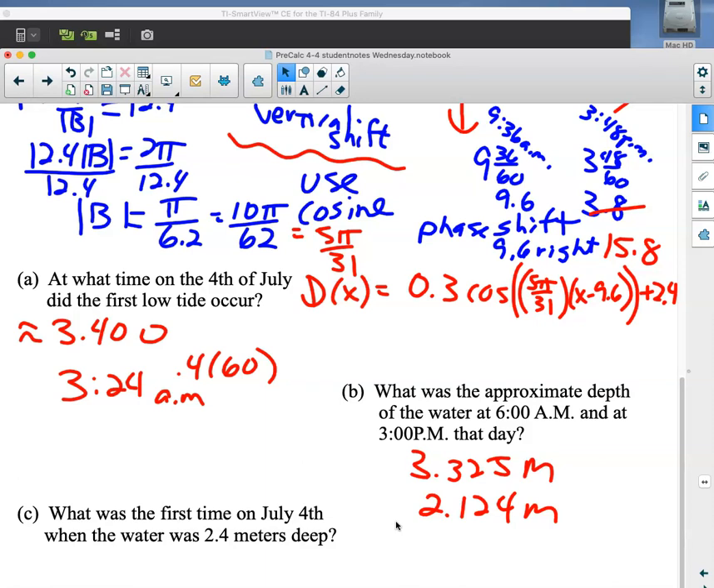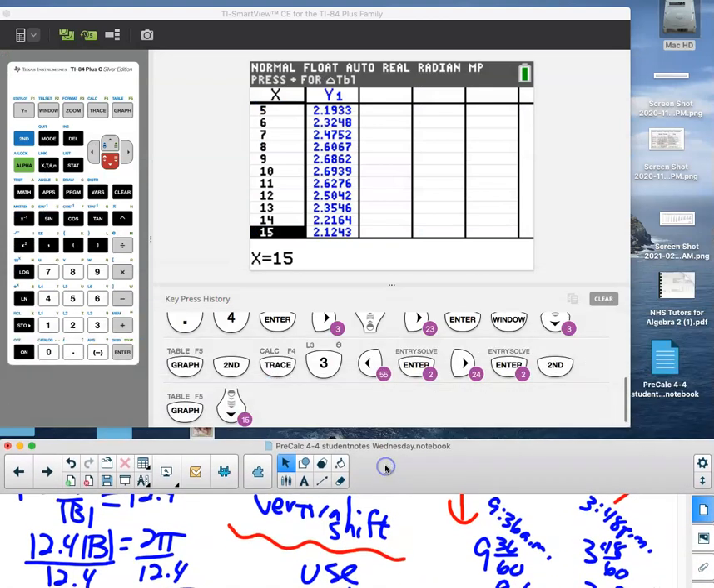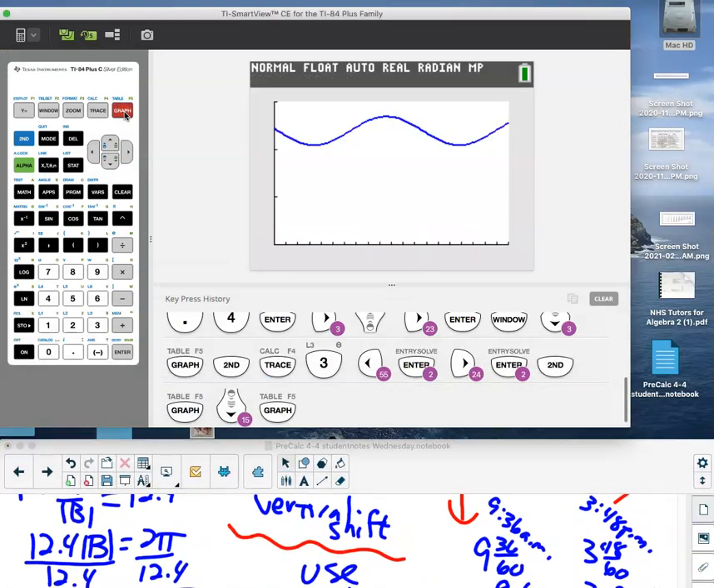And then C says, what was the first time on July 4th when that water was at 2.4 meters? Well, I want to know, when did that hit 2.4? So I think about where 2.4 would be, because remember, we know the lowest spot was 2.1, the highest spot was 2.7. Got to be right through the middle there.